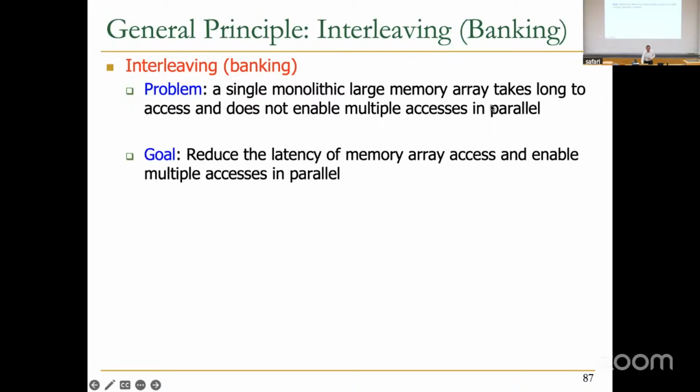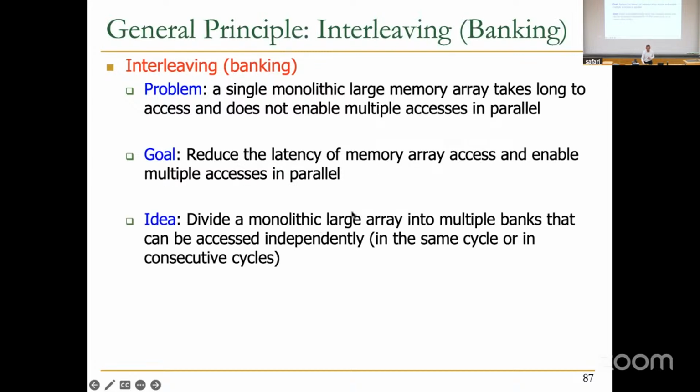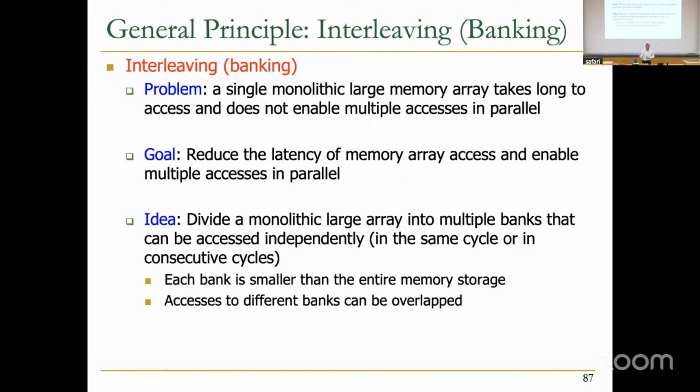or parallel. Okay, basically the goal is to reduce the latency of memory array access and enable multiple access in parallel. And the idea is to divide a monolithic large array into multiple banks that can each be accessed independently, either in the same cycle or in consecutive cycles. So each bank is clearly smaller than the entire memory storage, and accesses to different banks can be overlapped, as we have seen in earlier lectures, right?